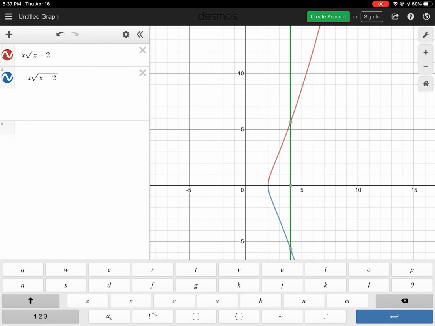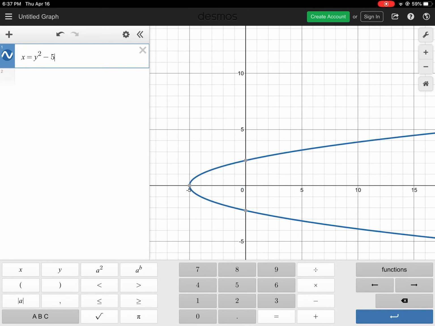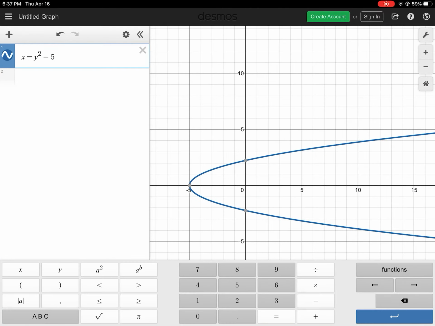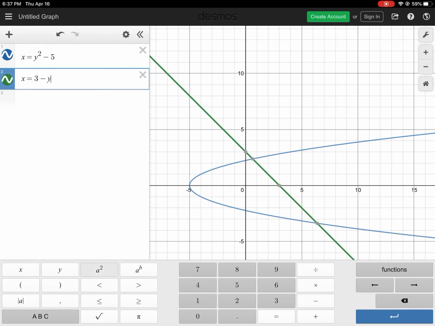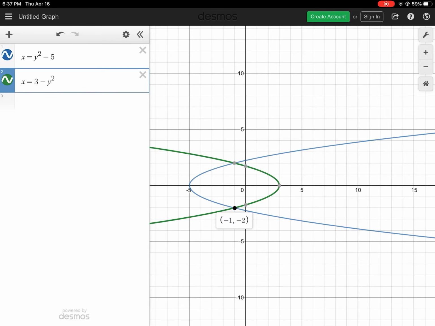Let me clear this out. Okay, so x equals y squared minus 5. Okay, there's one of the parabolas, and x equals 3 minus y squared. So there's our space, our points of intersection we need, right? We need the y coordinates, not the x coordinates. So those y coordinates go from -2 until 2, green minus blue. Right, green is the second equation that I graphed, blue is the first.